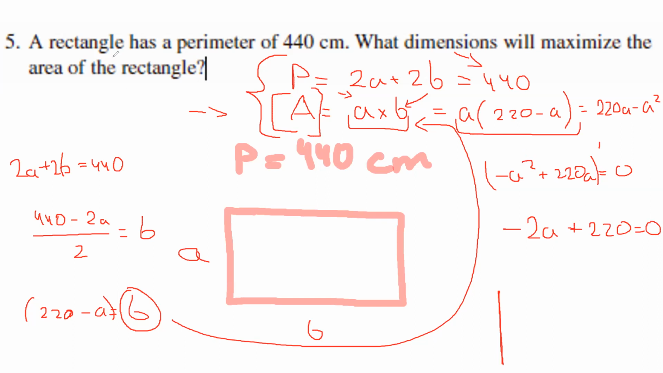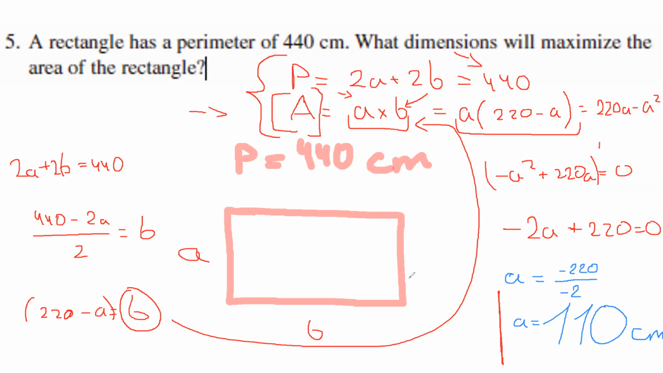So next step, a equals negative 220 divided by negative 2, or a equals 110, right? Centimeters. And now I know the length of the a side is going to be 110.